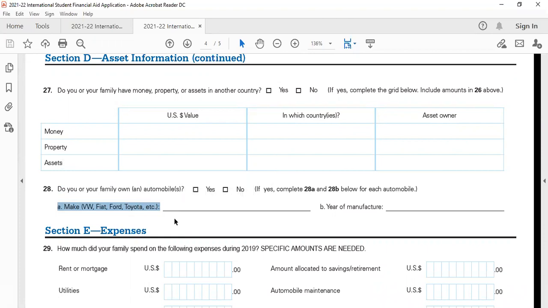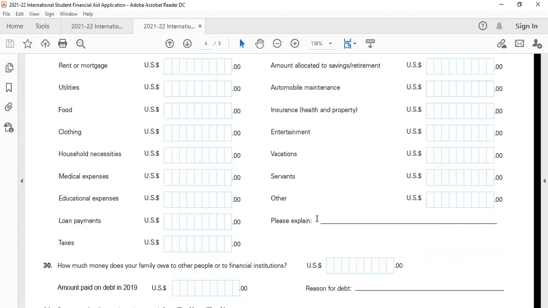What kind of a car is it? Which brand is the car, Toyota, etc.? And in which year was the car made? What is the year of manufacture of that car?